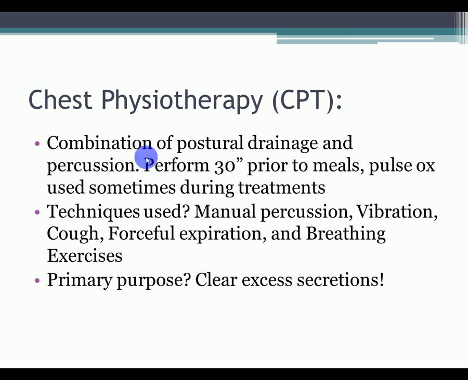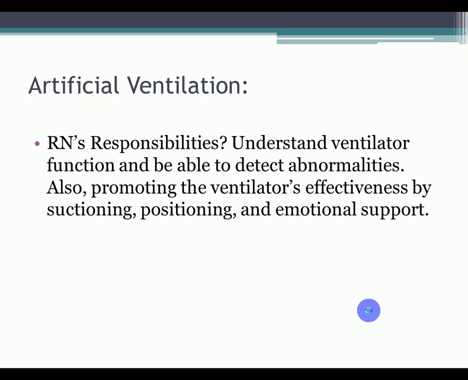You want to perform that about 30 minutes prior to meals. Have the pulse ox on if they're having trouble, because sometimes those secretions, if they're real thick when they get them up, can cause mucous plugs and everything else, and you can get some respiratory issues. Techniques used are anything from manual percussion to vibration, cough, forceful expiration, or breathing exercises to help get that up. The primary purpose of chest physical therapy is to clear excessive secretions. So you want to get those excessive secretions up. There's also now what's called a therapy vest, and that's the newest thing that's out there for cystic fibrosis patients.